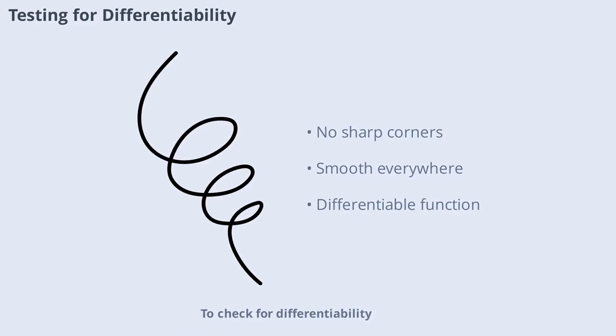To check for differentiability, look for sharp corners or sudden changes in direction. If the graph is smooth everywhere, it's differentiable. If you spot a pointy tip, that's where differentiability fails. It's like checking for bumps on a slide.